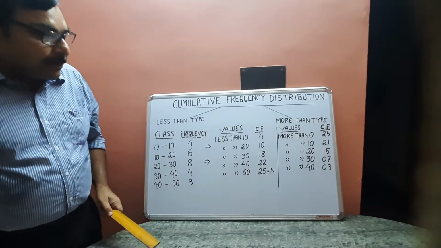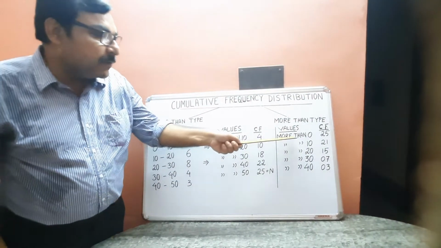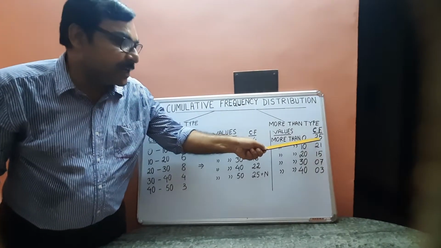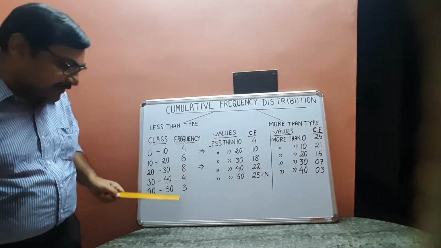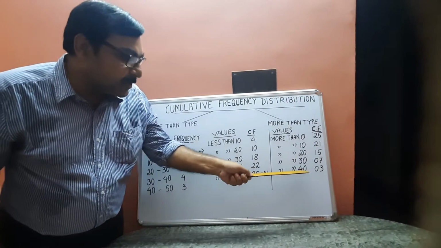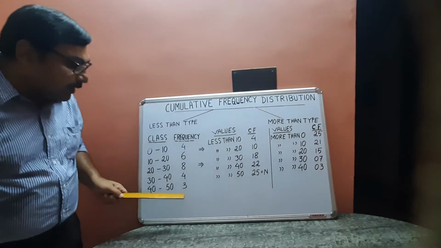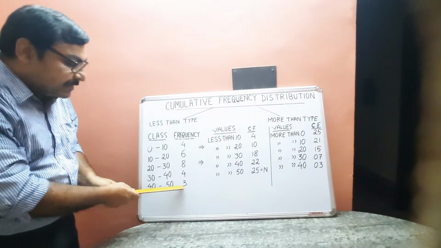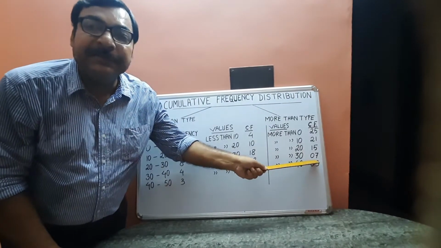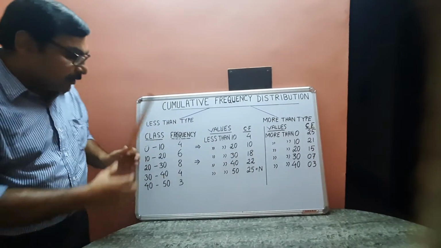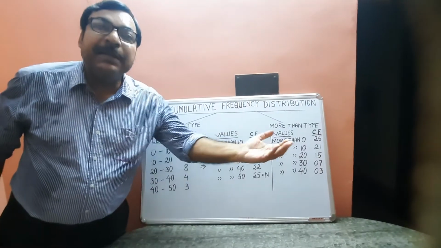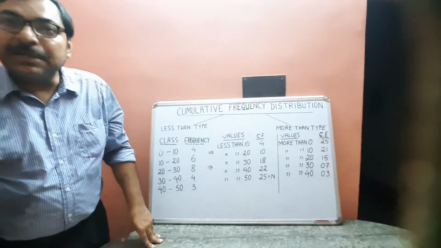Number 3, in case of more than type cumulative frequency distribution, first CF is equal to total frequency. 25 is the total frequency of this series. And number 4, in case of more than type cumulative frequency distribution, last CF is equal to last simple frequency. Last simple frequency is 3 and your last CF will also be 3. In this way, one simple frequency distribution is converted into more than type cumulative frequency distribution.